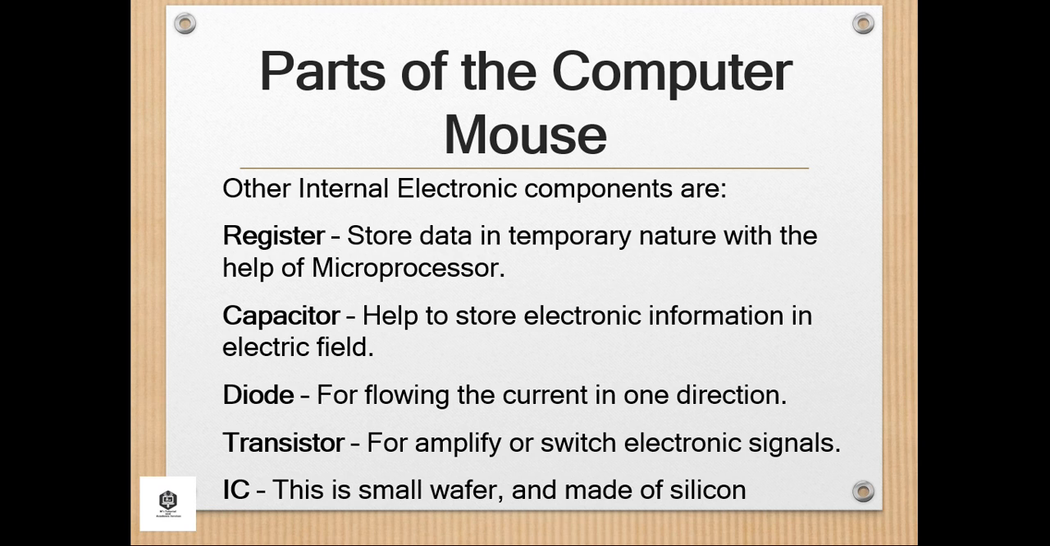Next, capacitor, which helps to store electronic information in an electric field. Diode, for flowing the current in one direction. Transistor, for amplifying or switching electronic signals. IC, this is a small wafer made of silicon.